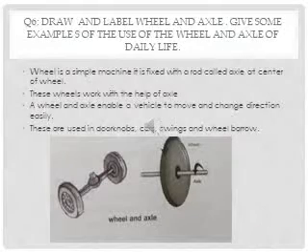Draw and label wheel and axle. Give some examples of use of wheel and axle in daily life. Wheels are used in machines and instruments. A wheel itself is a machine, it becomes a simple machine if it has a rod called an axle. The rod is attached to the center of the wheel. A wheel and axle enable a vehicle to move and change direction easily. The wheel and axle are used in doorknobs, wheelbarrows, steering of a car and swings.